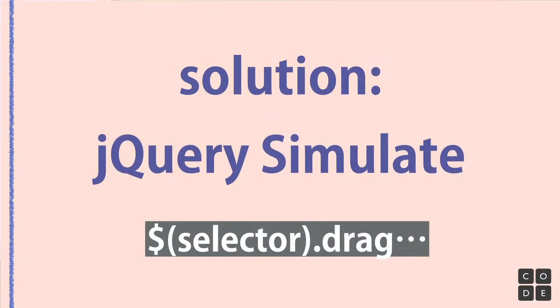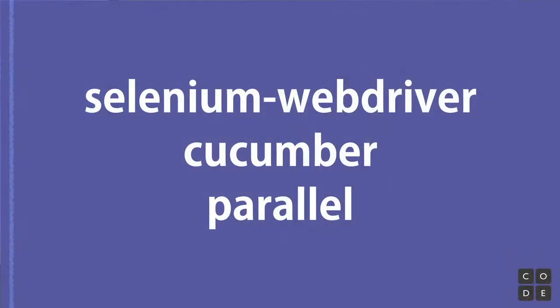So we use something called jQuery simulate. Instead of running Selenium commands and saying, hey, browser, do this, we say, hey, browser, run this JavaScript. And the JavaScript is a jQuery helper that will simulate a drag and drop, all just using JavaScript, kind of hacking in the JavaScript events so that it's a kind of realistic drag.